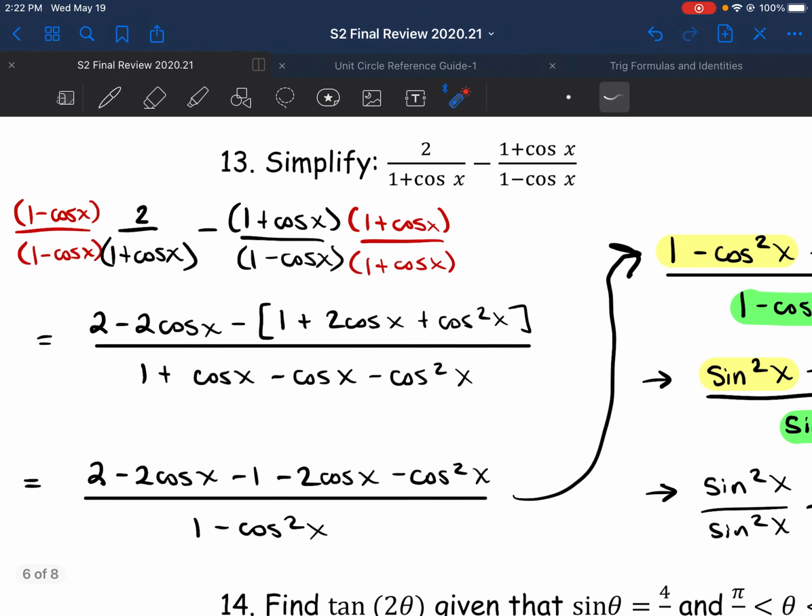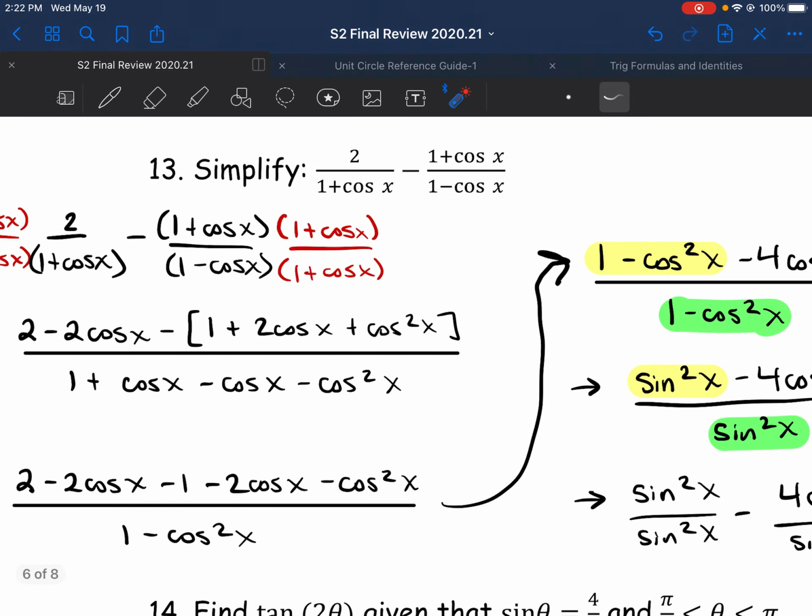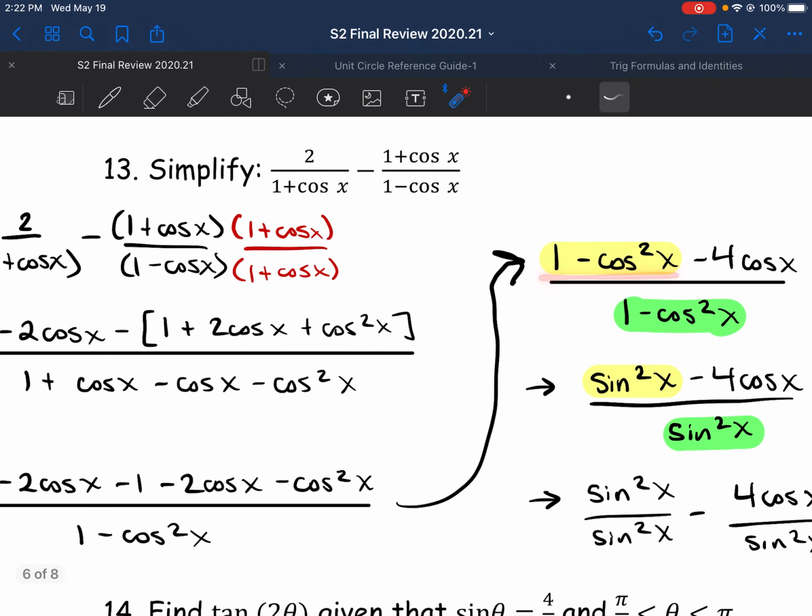Okay. Next, in the numerator, let's start simplifying some stuff. 2 minus 1, those are like terms. That'll just be a positive 1. Negative 2 cosine minus 2 cosine, that's negative 4 cosine. Negative cosine squared doesn't have any like terms. It's going to stay the same. I also do some rearranging here. So this 2 minus 1, that's going to give us a 1. 1 minus cosine squared, I group together because I already know that that's going to give sine squared because of a Pythagorean identity. So that's just something to keep in mind there.